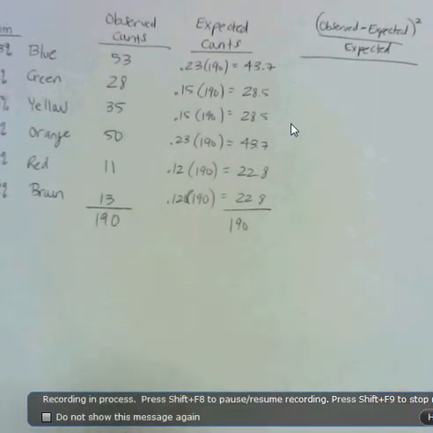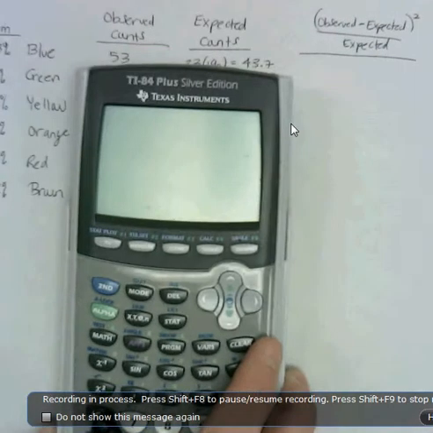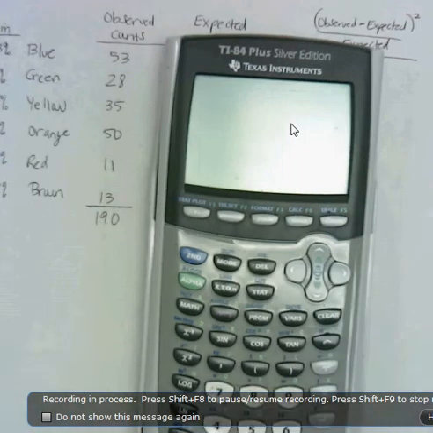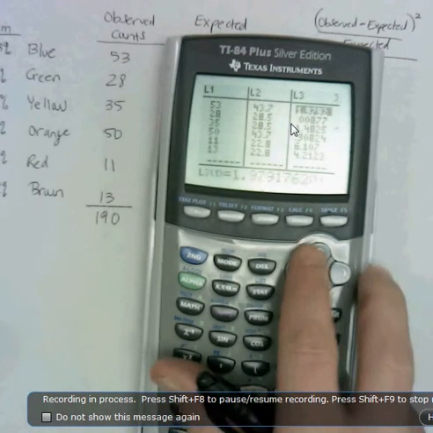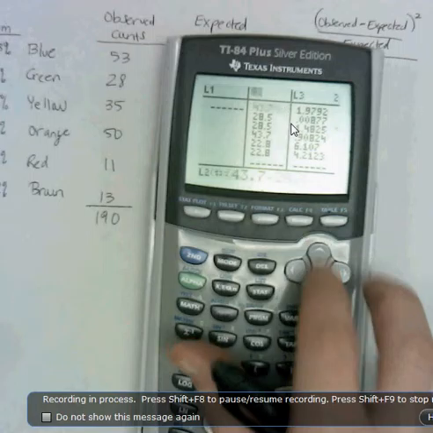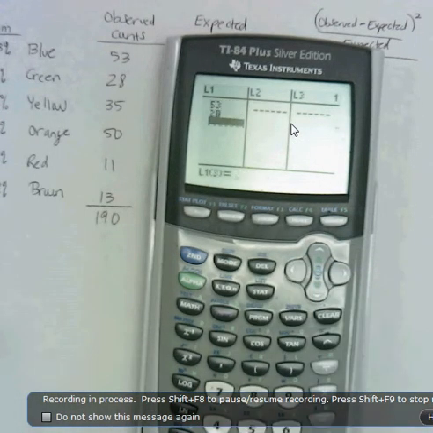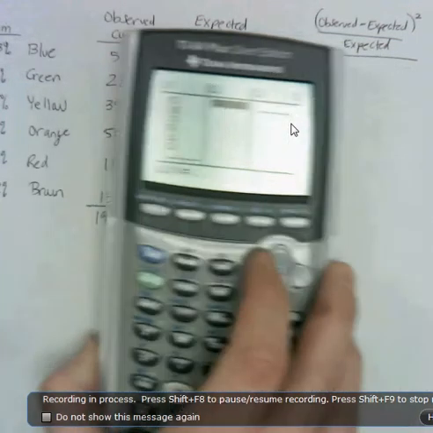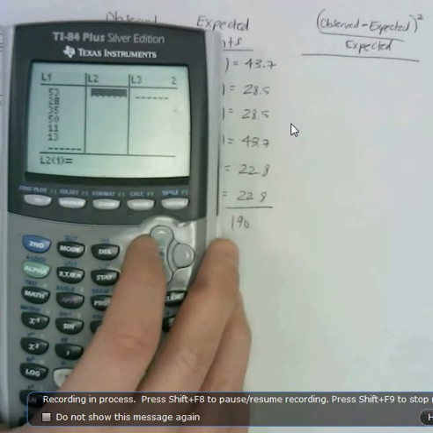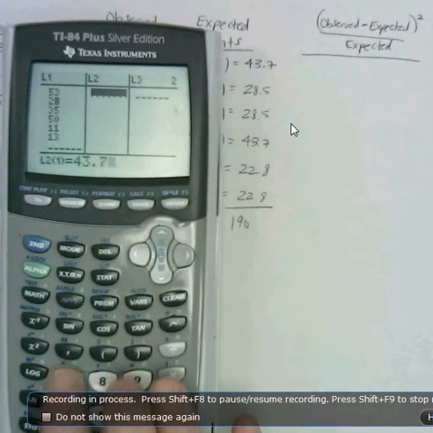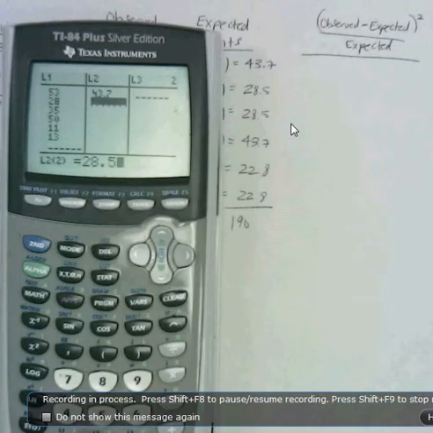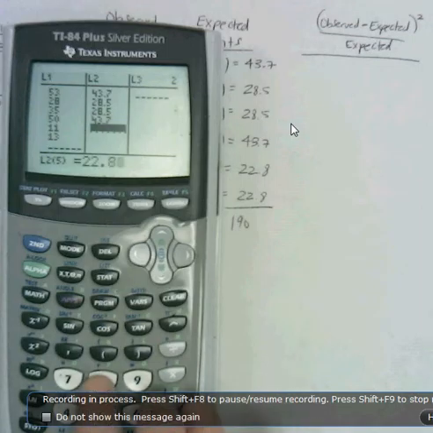So I'm going to have my calculator do this for me, as you will too. We're going to enter our data into L1 and L2. Okay, so I'll just start this over with you guys. So 53, 28, 35, 50, 11, and 13. So that's the observed counts. The expected counts, 43.7, that's going into L2. 28.5, 28.5, 43.7, 22.8, 22.8.